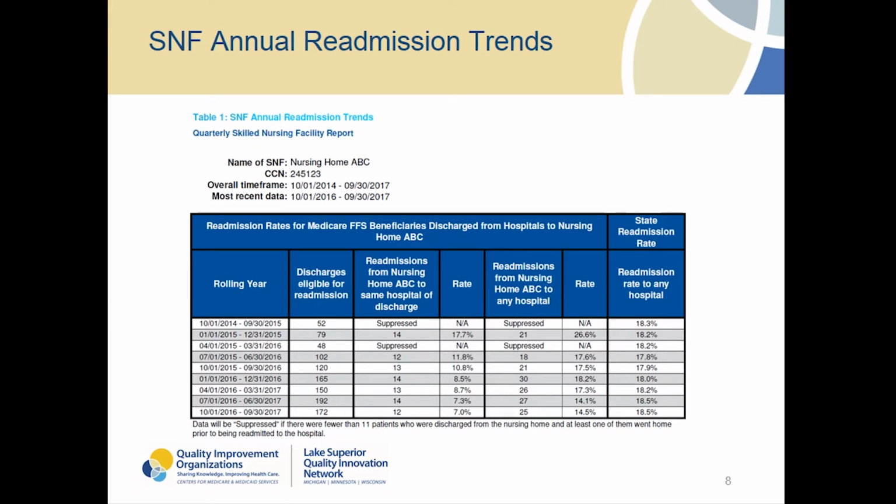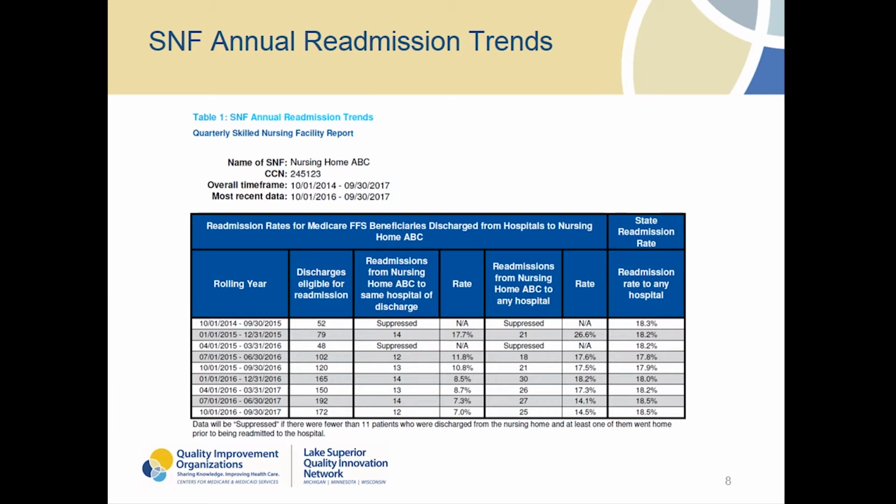This next page of the report shows the data that feeds into the chart we just reviewed. All of this is sample data, and you'll notice that some rows say suppressed. This is for data privacy rules. Data is suppressed if there are fewer than 11 patients who were discharged from the nursing home and at least one of those patients went home prior to being readmitted.